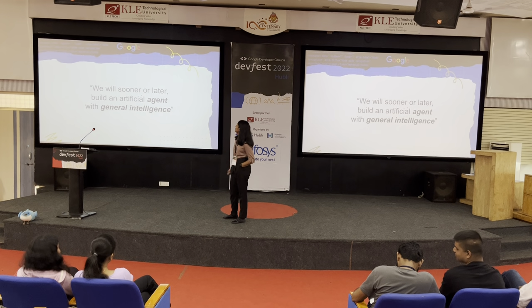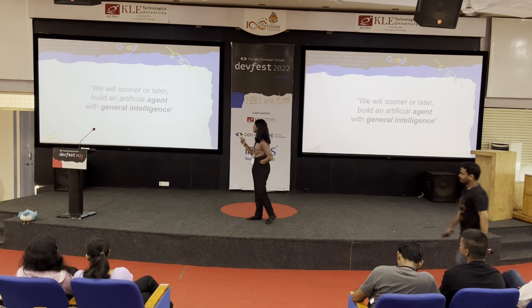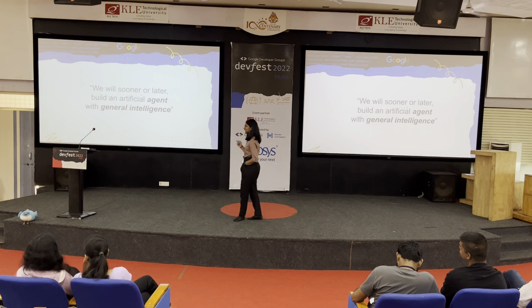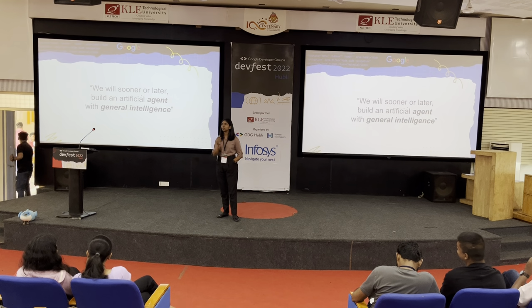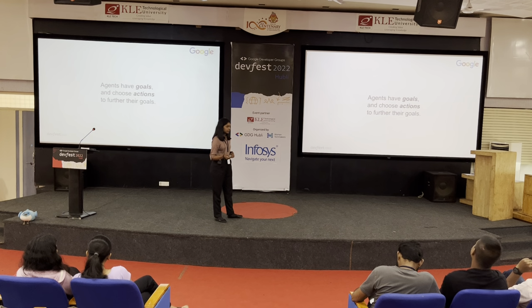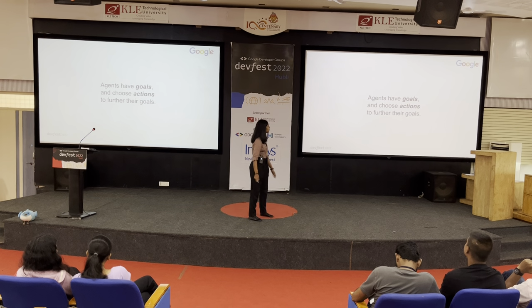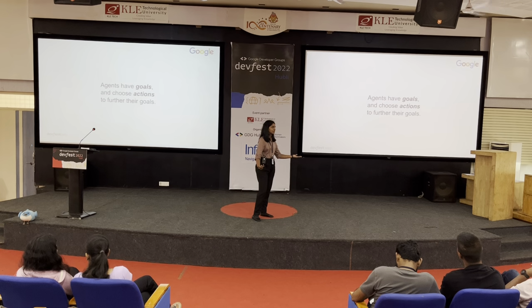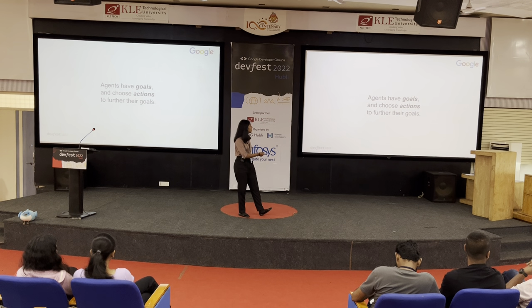Okay, so as I was saying, we will sooner or later build an artificial agent with general intelligence. So we saw sooner or later. Artificial agent. When we're talking about an agent, what exactly do we mean? An agent is actually a topic from economics, and this is how you broadly describe it. Agents have goals and choose actions to further their goals. Basically like human beings: we have some particular goal and we take some kind of action to further our goal. That's basically the motto of how we function, right?